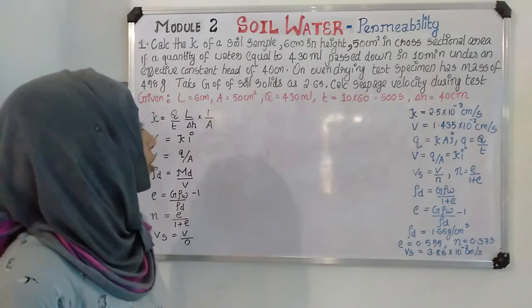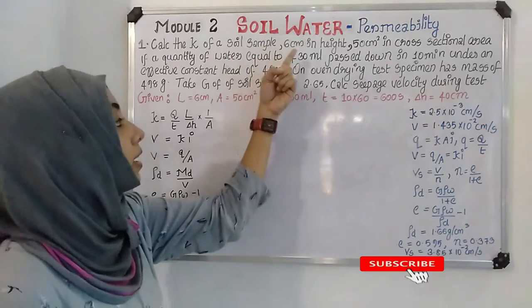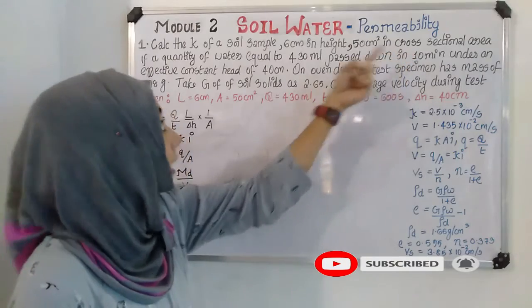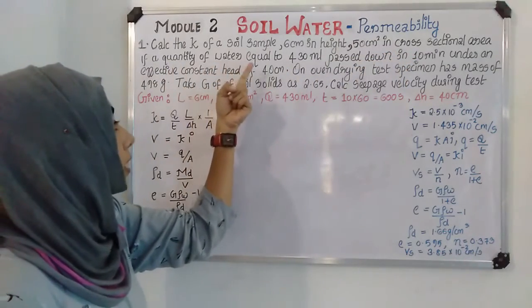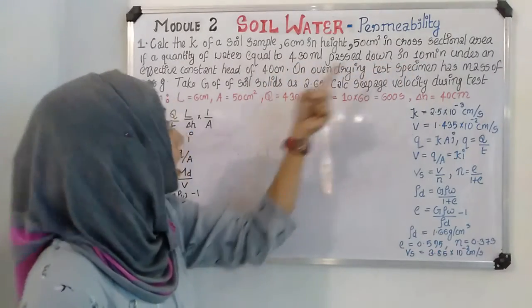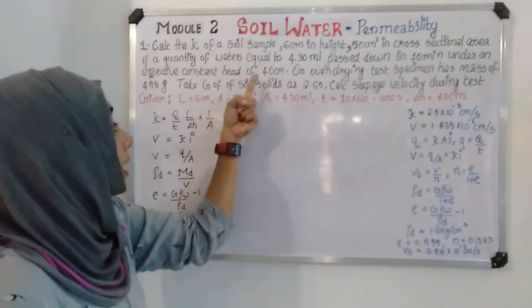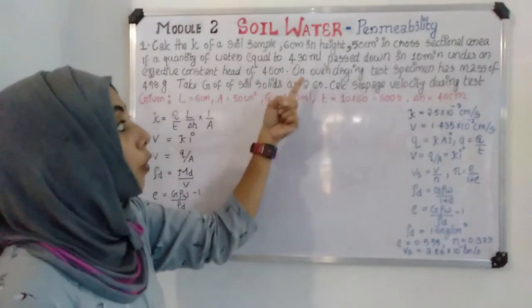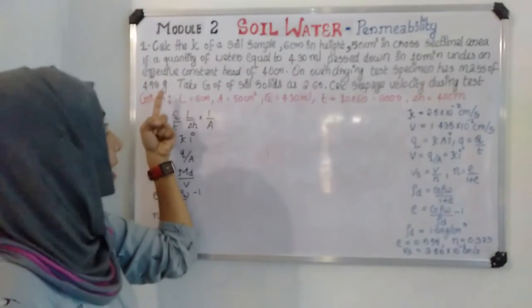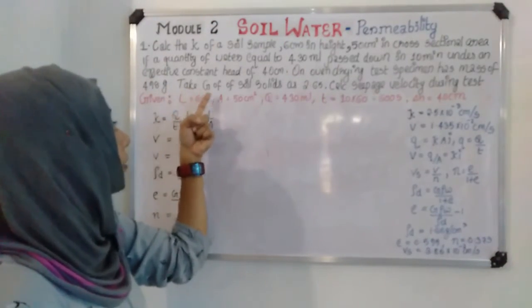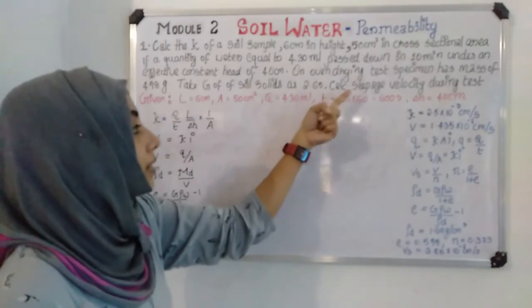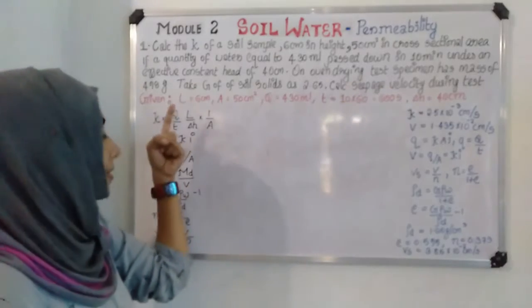Calculate the coefficient of permeability of a soil sample 6 cm in height, 50 cm square in cross-sectional area, if a quantity of water equal to 430 ml passed down in 10 minutes under an effective constant head of 40 cm. On oven drying, the test specimen has a mass of 498 gram. Take specific gravity of soil solids as 2.65. Calculate seepage velocity during the test.